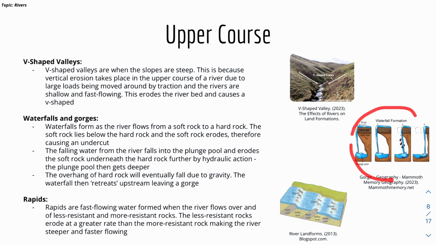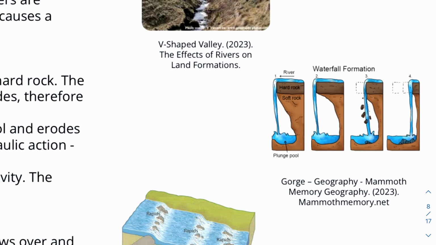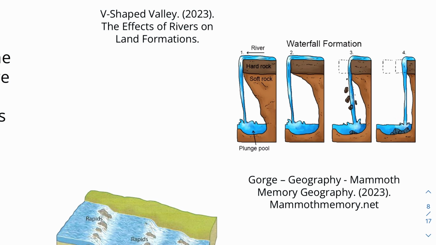So we have the formation of a waterfall. A waterfall forms as the river flows from a hard rock to a soft rock, and the soft rock lies below the hard rock and erodes, therefore causing an undercut. So let me just talk about this. We have this waterfall here where we have a layer of hard rock where water is flowing through it, and then we have the layer of soft rock down here.